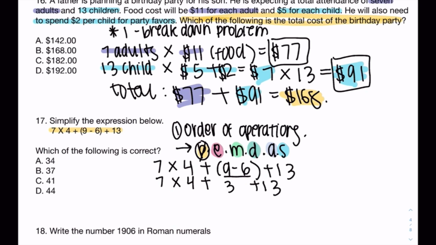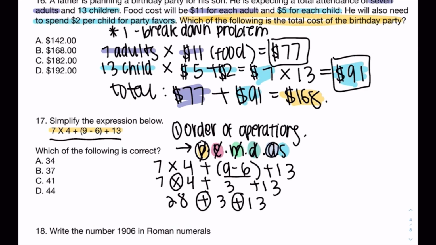We're going to go ahead and go to exponents. There are no exponents in here, so we're going to go ahead and cross that out. Now we do have multiplication, so let's go ahead and take care of that multiplication. 7 times 4 is 28. So rewrite 28 plus 3 plus 13. Got our multiplication done. Now we do not have any division in this question, so we're going to cross division out. We do have 2 additions, 1 and 2.